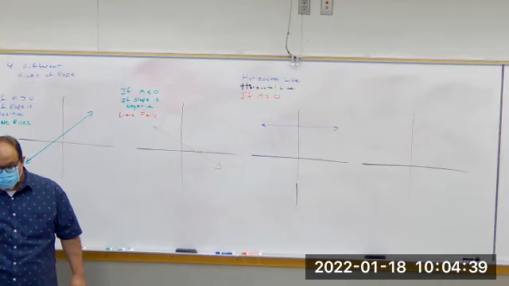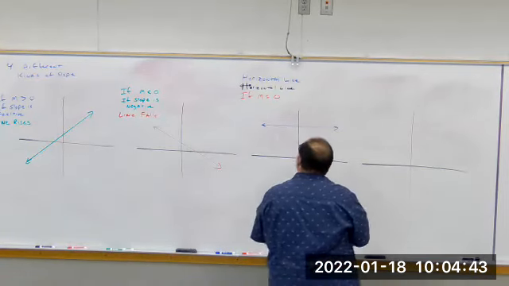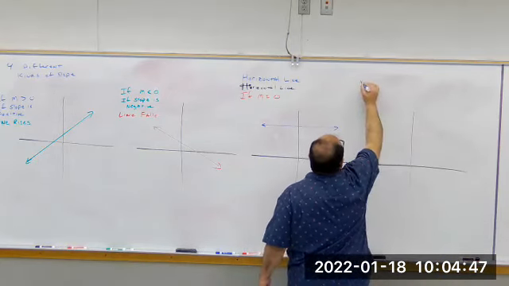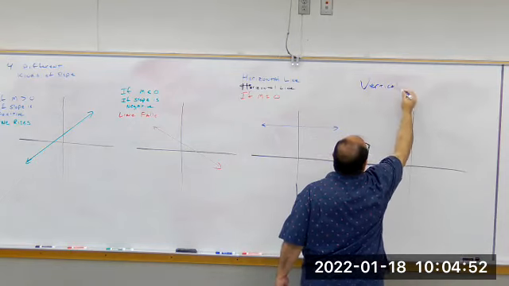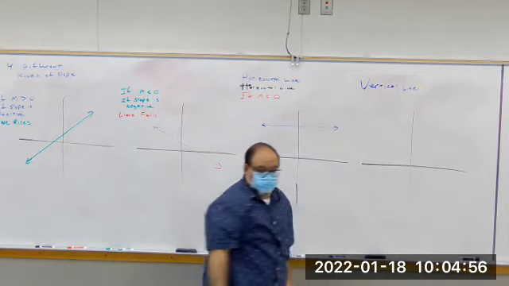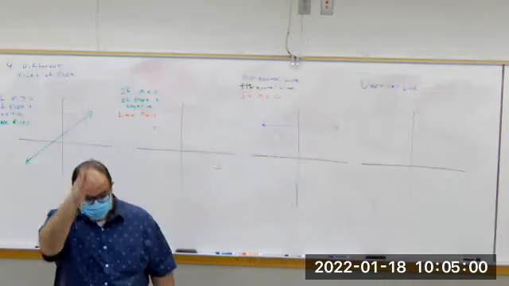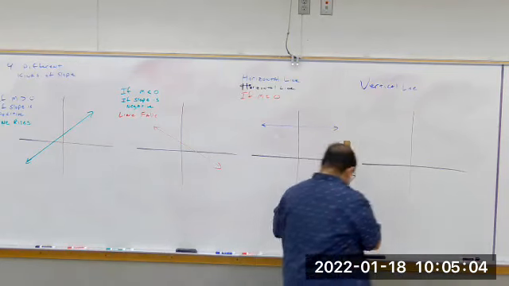There's one more. Well, obviously, if you have horizontal, you've got to have vertical. The horizontal is left to right. What's vertical? Straight up and down. So a vertical line looks like this.